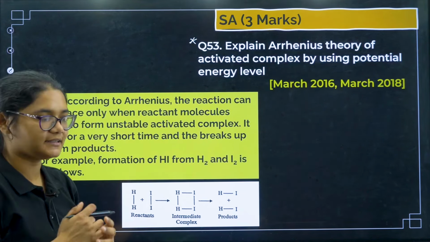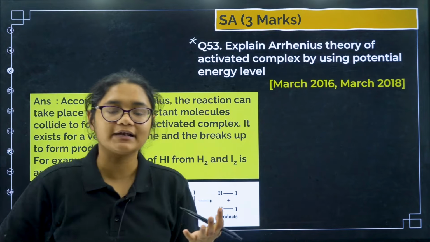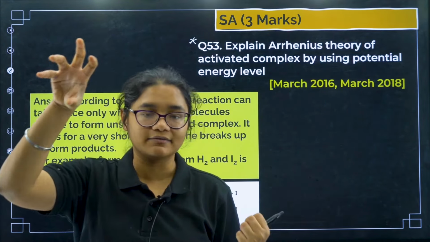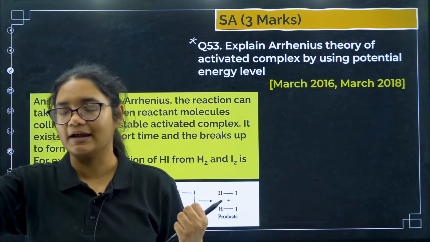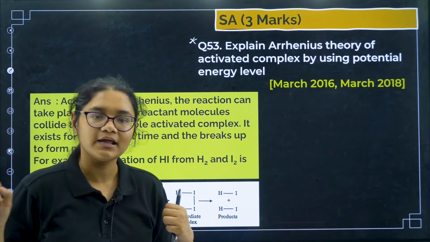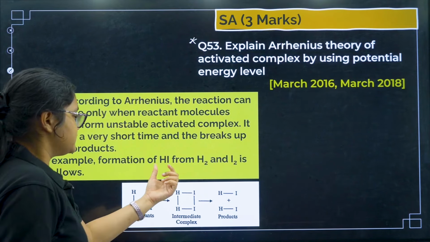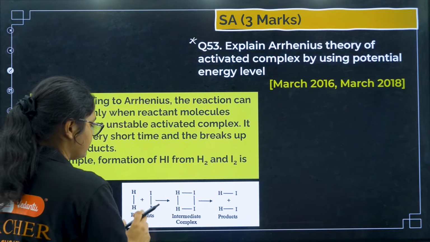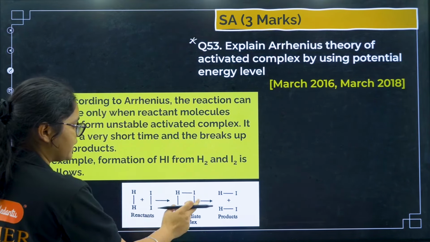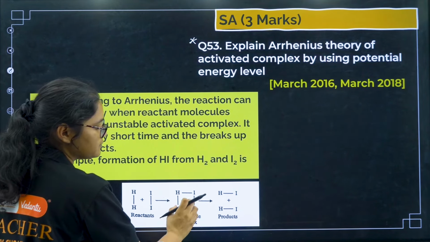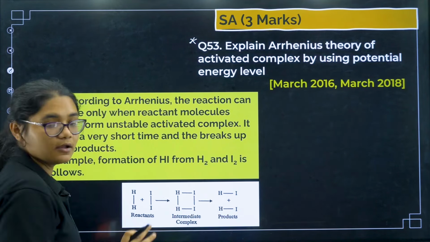So Arrhenius theory says that the reactants do not directly get converted into product. Reactants get converted to some activated complex, and from that activated complex product formation takes place. Here you can see in the reaction of H2 and I2, we get an intermediate complex, a structure is formed like this, and this structure breaks to give you the products.